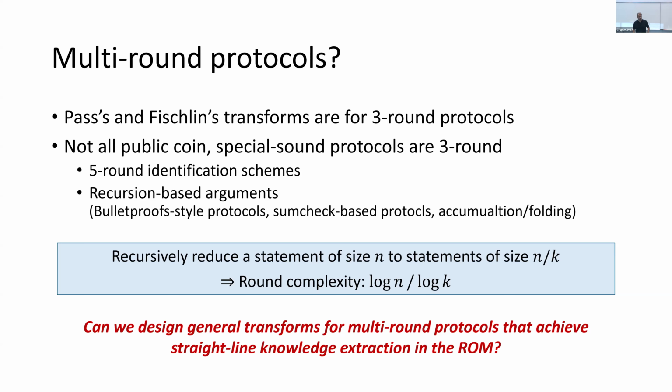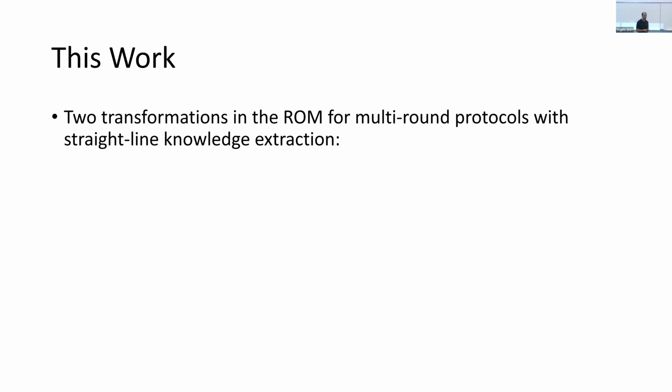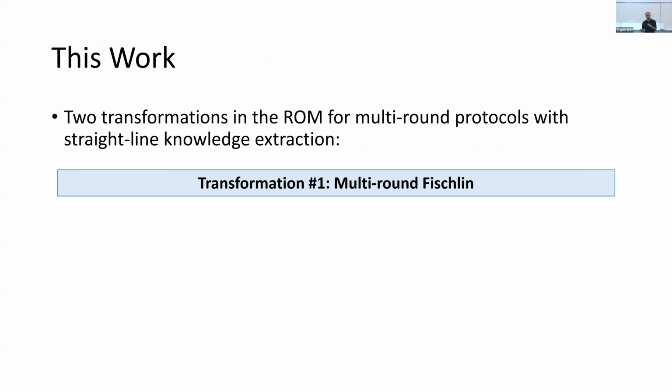So the question that we want to ask in this talk is, can we design general transformations in the random oracle model that can be applied to these multi-round protocols, and in addition, admit a straight line extractor? So this is exactly what we do in this work. We give two such transformations. The first is based on extending Fischlin's idea to multi-round protocols.